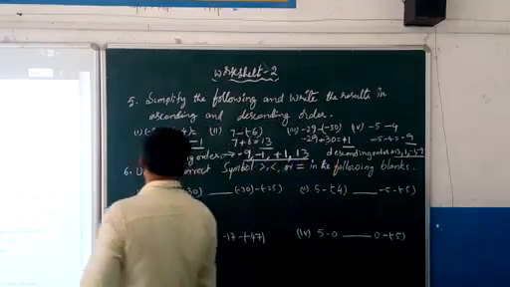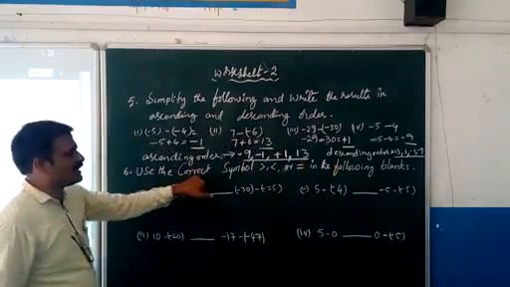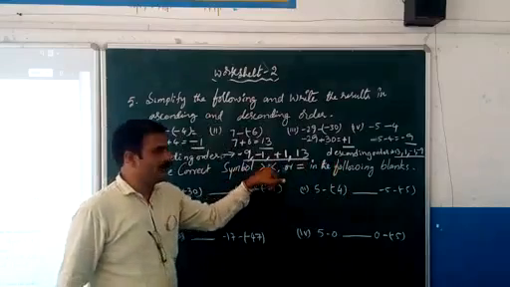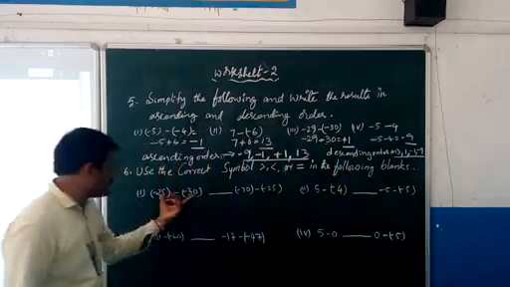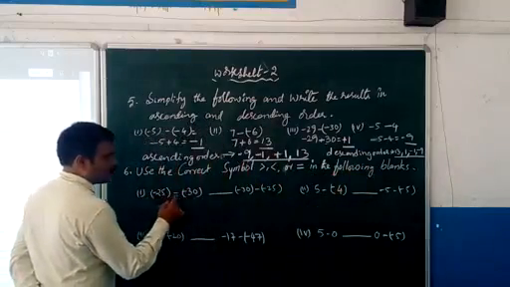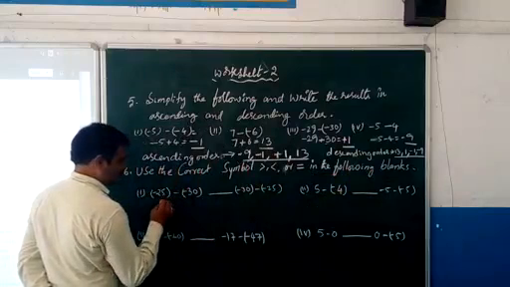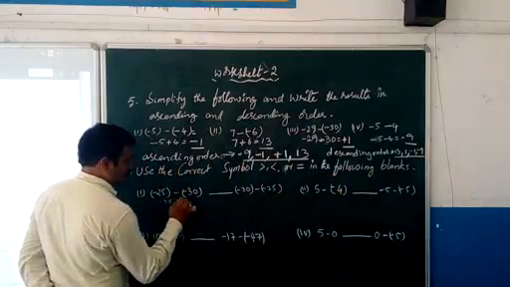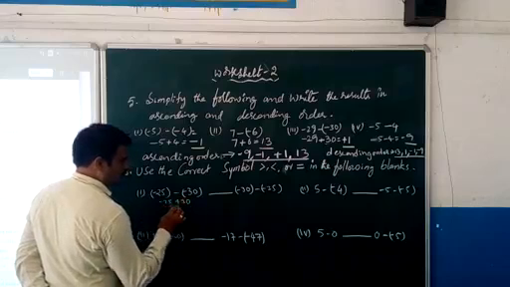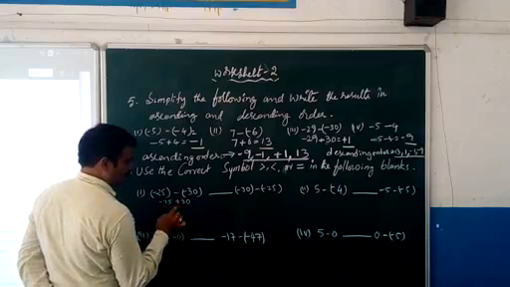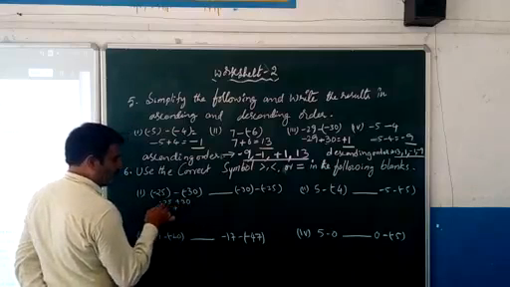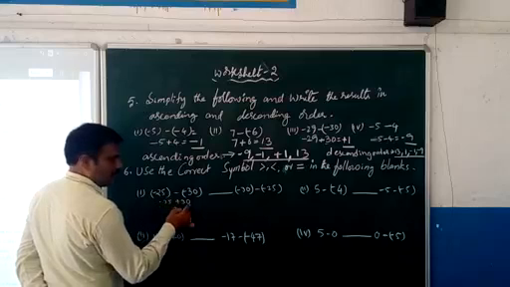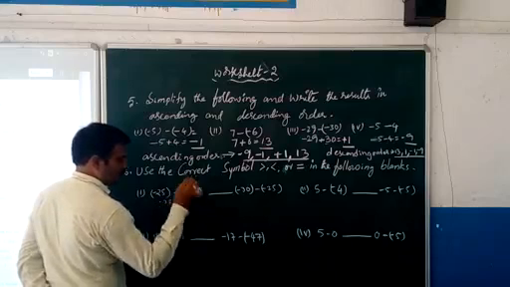Okay. Now coming to the next. Use the correct symbols greater than, less than or equal in the following blanks. So now this you have to calculate. Minus 25 minus of minus 30 is plus, so minus 25 plus 30. Here you will be getting the positive value, since positive value is greater than the negative value. Now 25, 30, difference is 5, so 5.